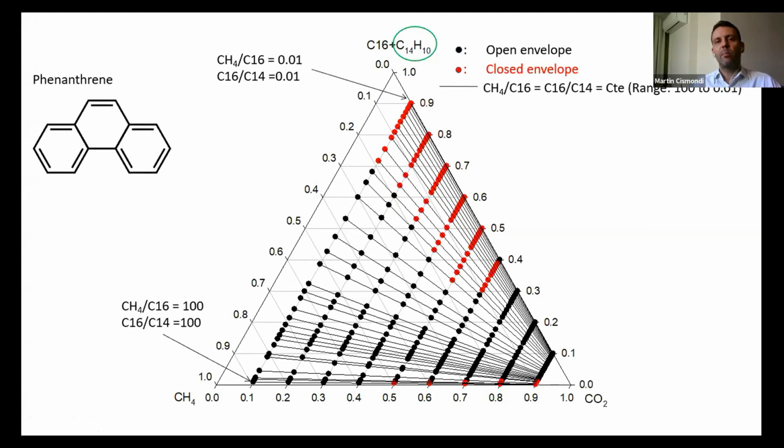But the important thing to show here is that the black region, so the open envelope region, increased a lot compared to the one before. And this is a consequence of phenanthrene, the aromatic compound, promoting again the open envelope. And this is because there is more tendency to liquid immiscibility when you have aromatic compounds with CO2.